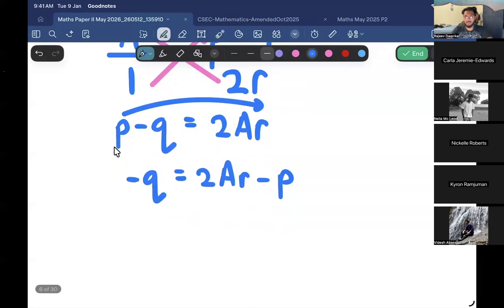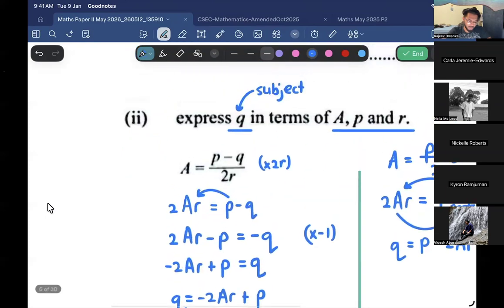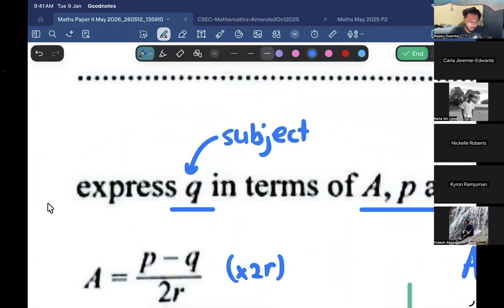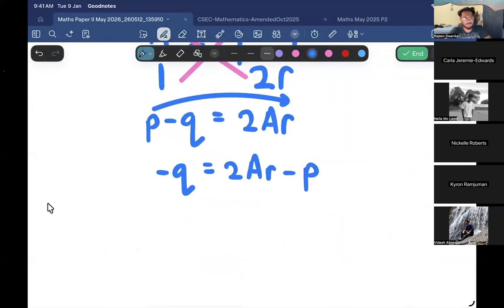What do we do next? We're not done. Bring across the 2AR. Now we wanted to make what the subject? Q. You tell me, to make Q the subject, what do we have to do next? Make the numbers positive. Which is that bit? The P and the Q.